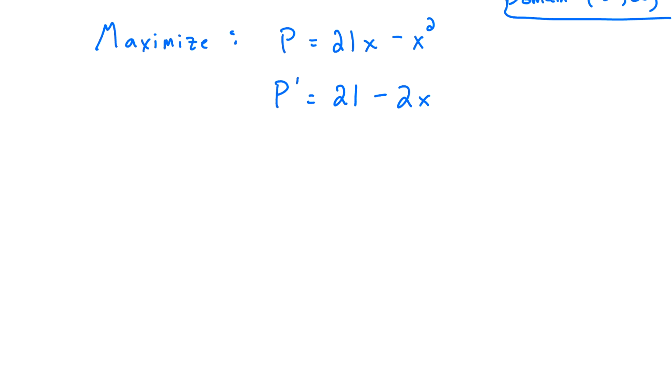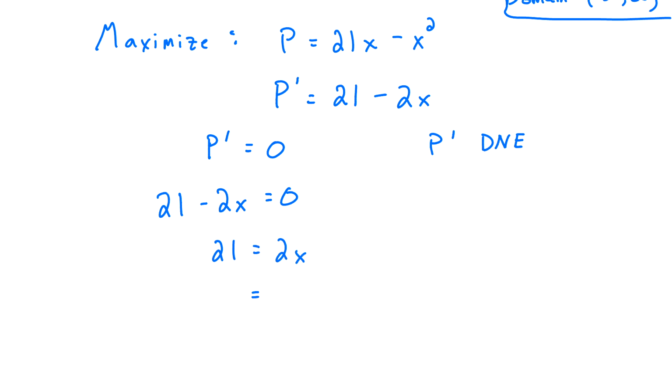My next step would be to find my critical numbers. So think about places where p prime is equal to 0, places where p prime does not exist. In this case, p prime is equal to 0. That would give me 21 minus 2x is equal to 0. And if we solve this for x, we'll have 21 equals 2x. So x is equal to 21 over 2, or if you would prefer a decimal, we could say 10.5 here.